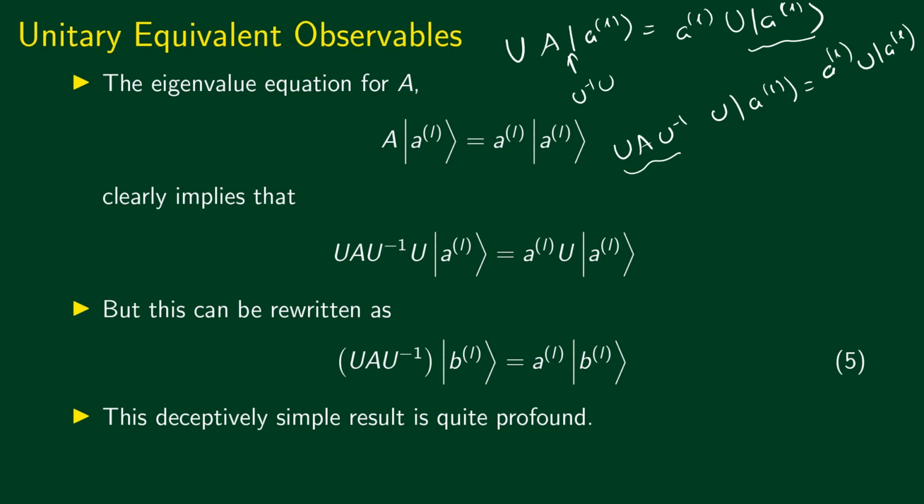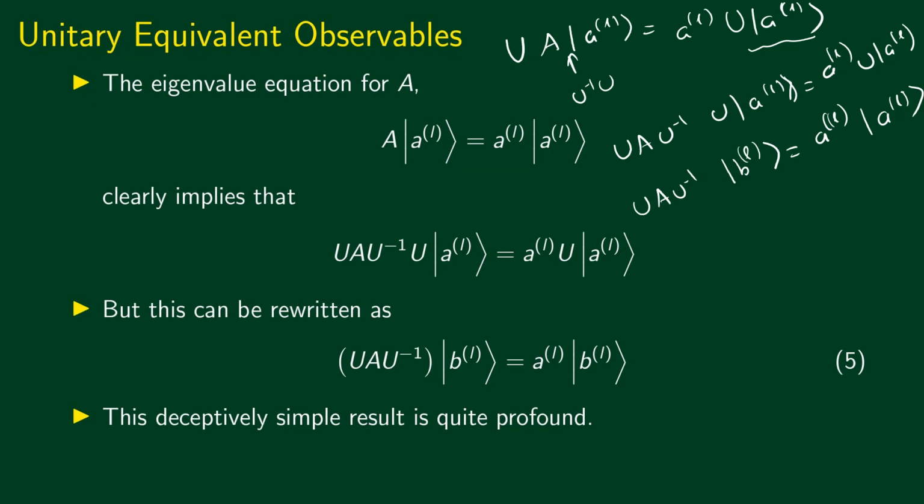If this is an eigenvalue equation, then this is also an eigenvalue equation, but the eigenvalue is the same. It's more instructive if you write it like this, because U acting on ket a_l is ket b_l by definition. So we get U A U inverse acting on ket b_l is equal to the same eigenvalue a_l multiplied by ket b_l. So we see that the operator A and operator U A U inverse have exactly the same eigenvalue a_l.